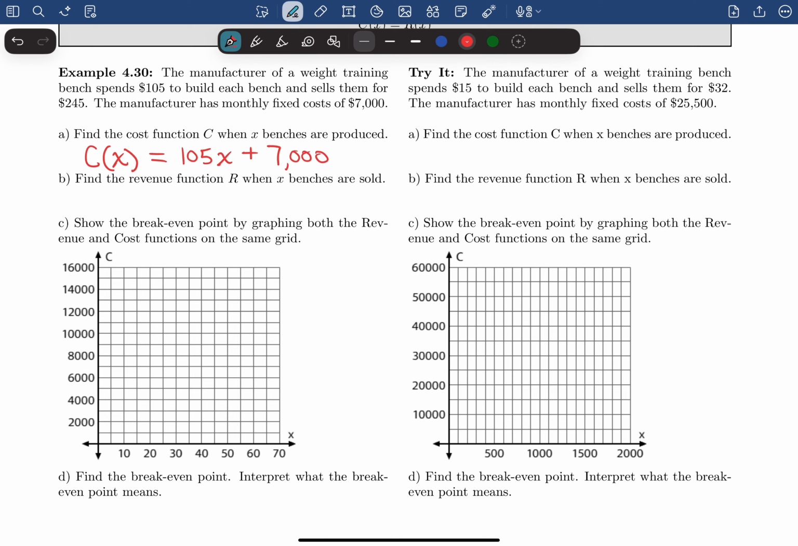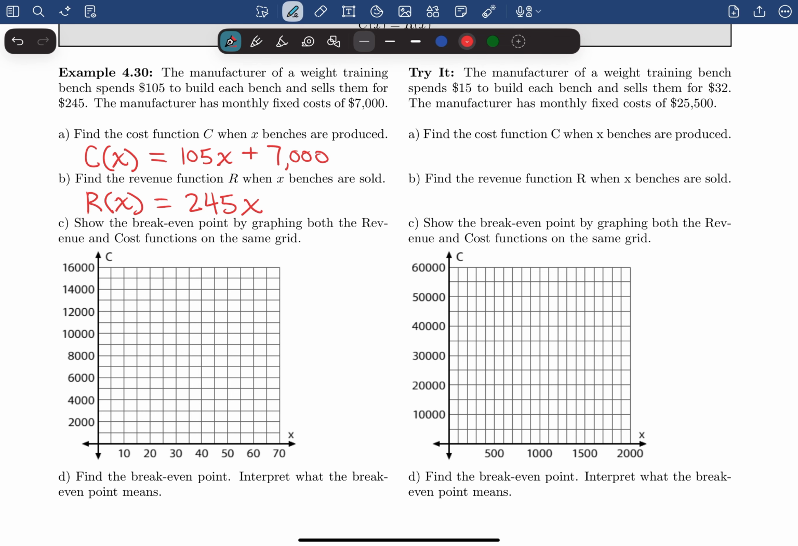Next, part B, find the revenue function, R. Okay, that's R of x. And we're using that instead of f of x because we're talking about revenue. And so we know that the manufacturer sells these benches for $245. So the R of x function is simple. It's just 245 times x, the number of benches sold.